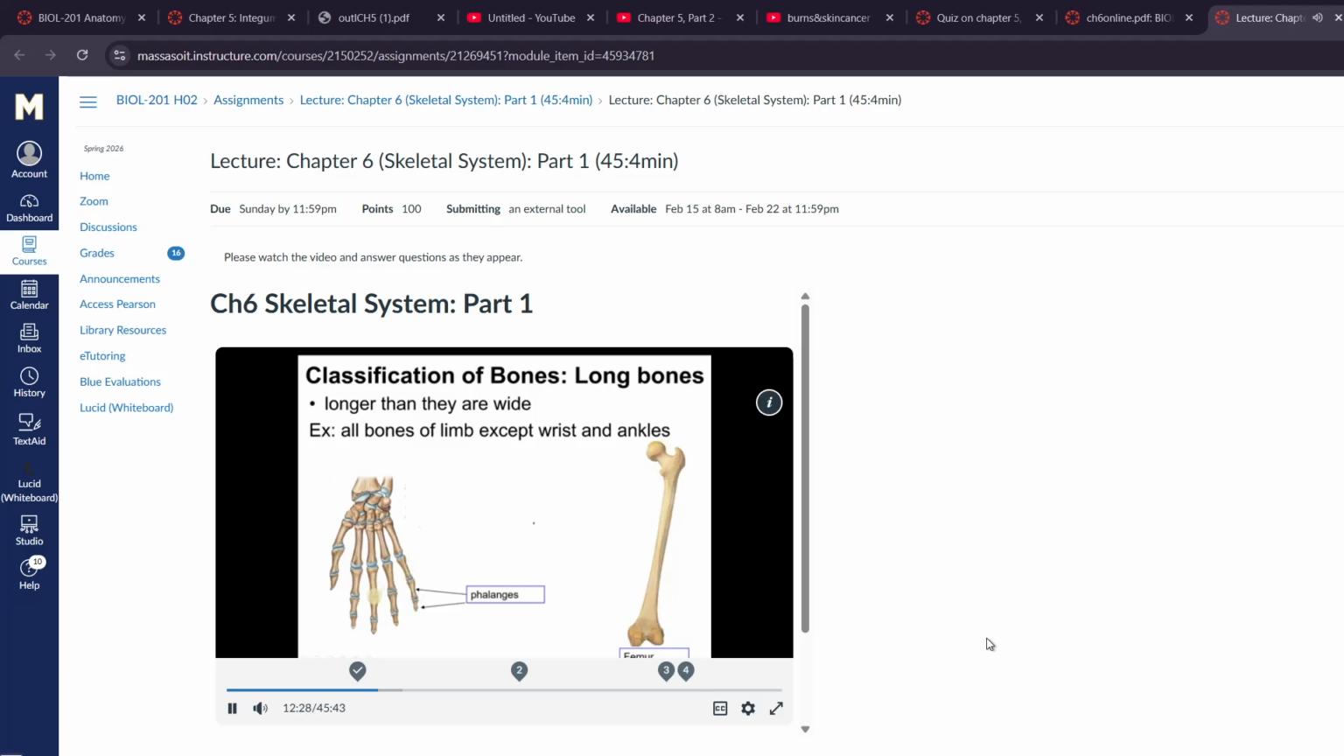Here's another example. This is your hand, and these last 3 sets of bones, 1, 2, 3 here, these are called phalanges. These are the bones in your finger. So you can see they are longer than they are wide. Even this little tiny one is longer than it is wide. So long bones aren't always super long like this, but they are longer than they are wide. So keep that in mind, and that will help you identify them.